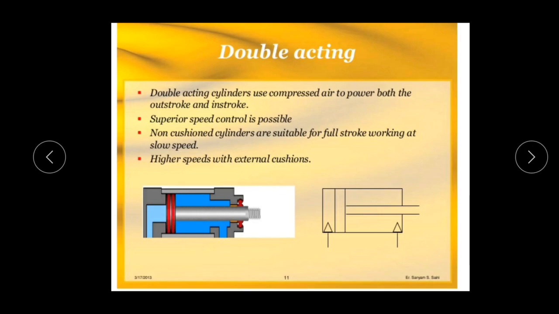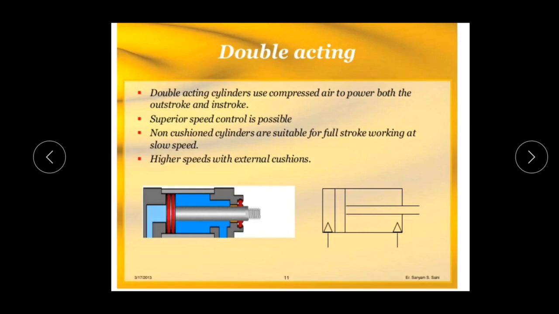Higher speeds with external cushions. Dear students, as we can see in the left image, this is a 3D image of a double acting cylinder. This is the schematic diagram of a double acting cylinder. It has two ports. Port A, as you can see, is at the piston end, and port B is at the rod end.